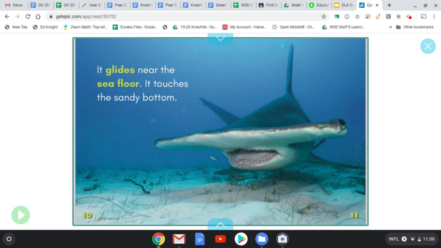It glides near the sea floor. It touches the sandy bottom. Again, we have some bold words. That means that those are important words that the author wants you to pay attention to. He wants you to know glides means to kind of swim calmly, floating through the water near the sea floor. And this is the sea floor right here, the ocean floor.